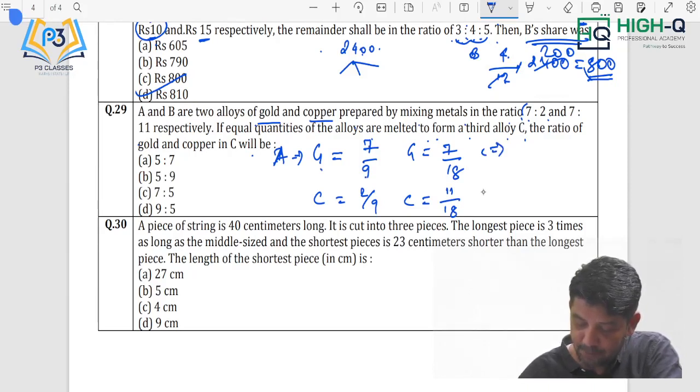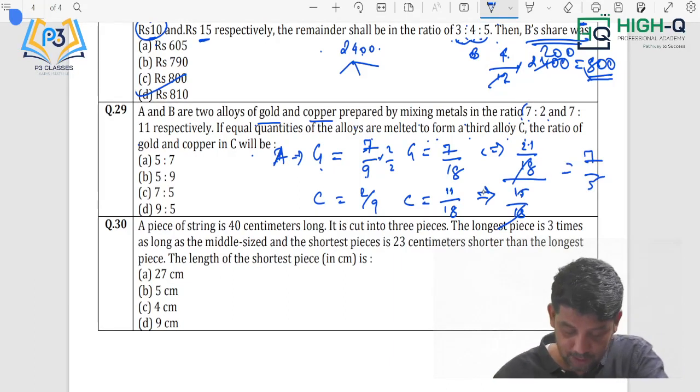Gold is 7/9 plus 7/18, which is nothing but, sir, LCM is 18, sir. 14 plus 7, 21/18. And copper is going to be what? 4 plus 11, 15/18. So if I find the ratio, 18 gets cancelled, 7:5. See how simply we are doing the problems, huh?